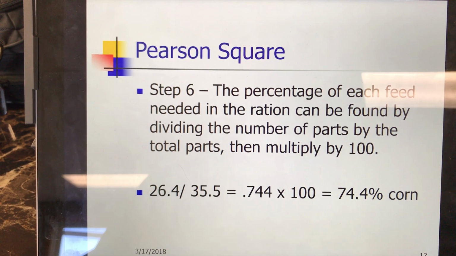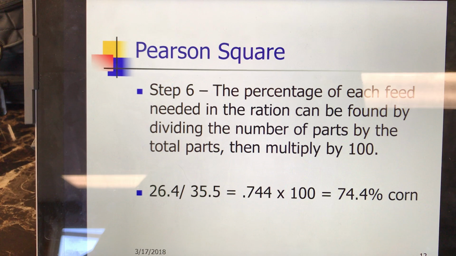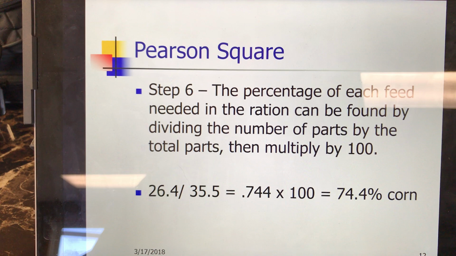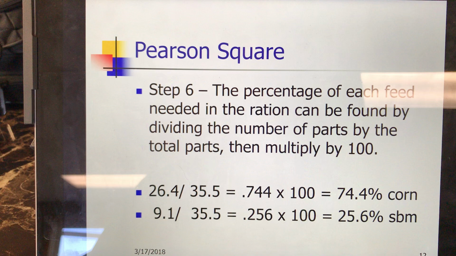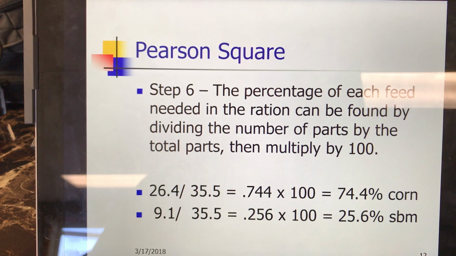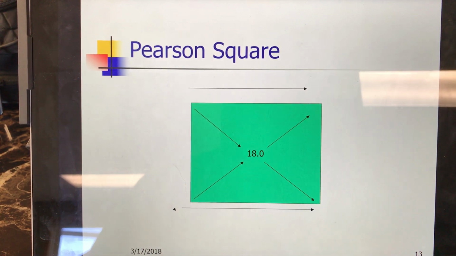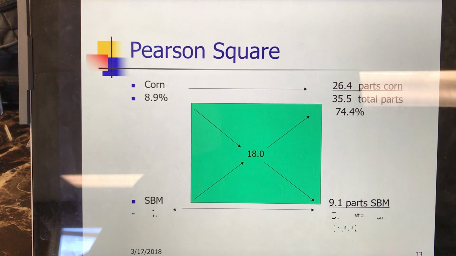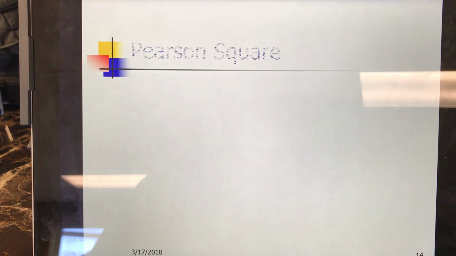So for example, this was corn. So 26.4 divided by 35.5 equals 0.744. If we multiply that by 100, we get 74.4% of this 2,000 pounds is going to be corn. And same thing with the soybean meal. We will find out that it is 25.6% soybean meal of the total 2,000 pounds that we need. Okay, so now this walks through some of those steps right here. So this is what your paper should look like as you're moving through.